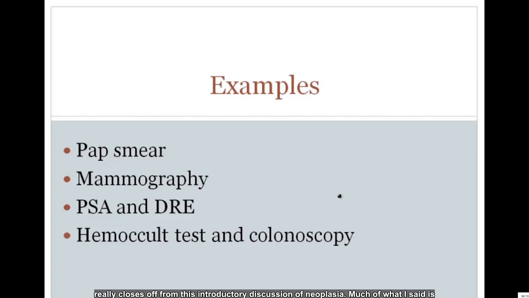Common screenings are the pap smear for cervical dysplasia, to detect it before it becomes carcinoma. Mammography, or mammogram, detects basically breast cancer before it invades, or invasive carcinoma before it becomes clinically palpable. Prostate-specific antigen, PSA, and digital rectal exam detect prostate carcinoma before it spreads.